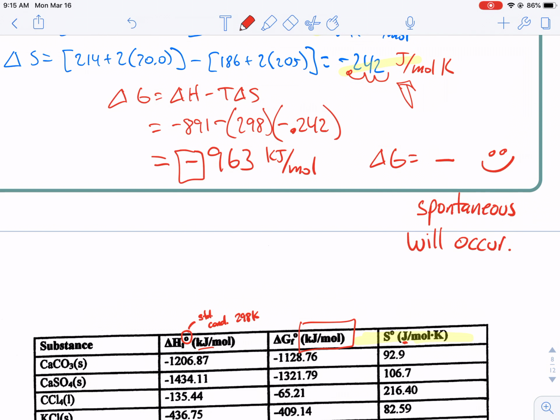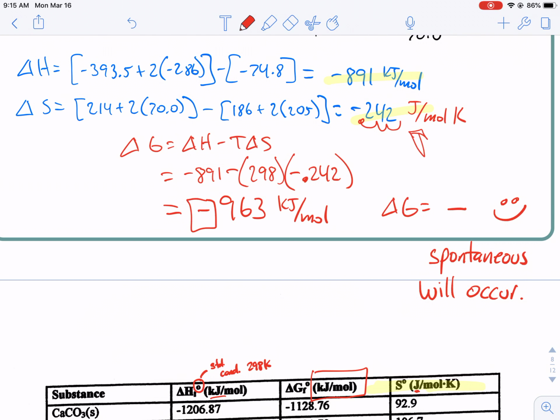Now, if we change the temperature, it might not happen, right? If I was to raise this temperature up really, really high, it's going to make that delta S more and more important, and it's going to basically start making delta G trust in S a little bit more. So this is the idea. This is what we're looking at.